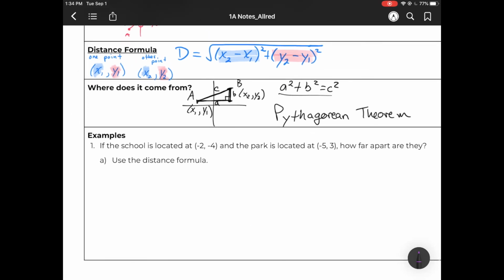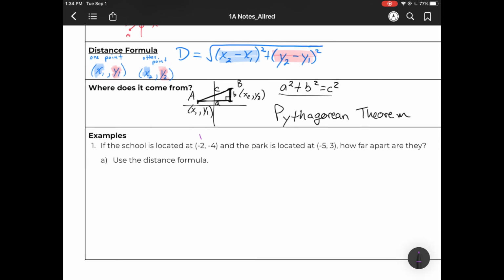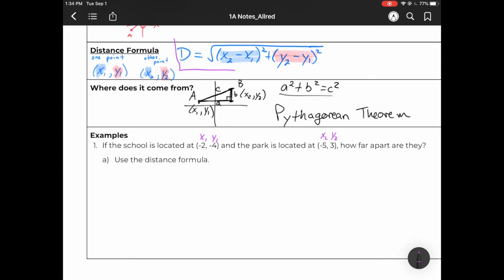Well, what we need to do then is assign each of these as x1, y1, and then x2, y2. So this first one I'm going to call x1, y1, and the park then is x2, y2. And that's going to help me fill into the distance formula here. So I start off with the distance. Anytime it says how far apart are two things, you're asking a distance question. Distance equals the square root.